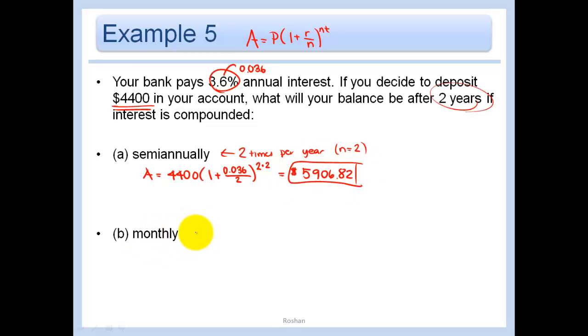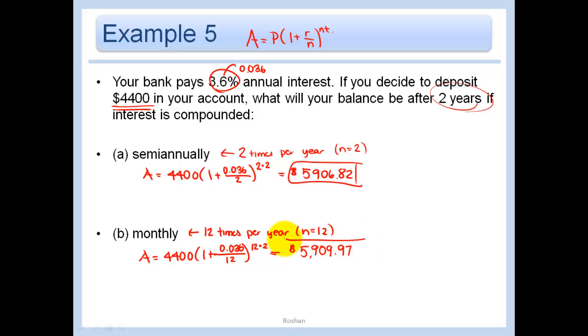What about if we compound monthly? So that would be 12 times per year. In other words, N is equal to 12. Do the same thing. A equals 4,400 times 1 plus 0.036 over 12 in this case. And then we have 12 times 2. Note that the NT is just the total number of times we compound. Since we do 12 times per year times 2 years, it's a total of 24 times. So we have $5,909.97. So clearly we like it if we compound more times.